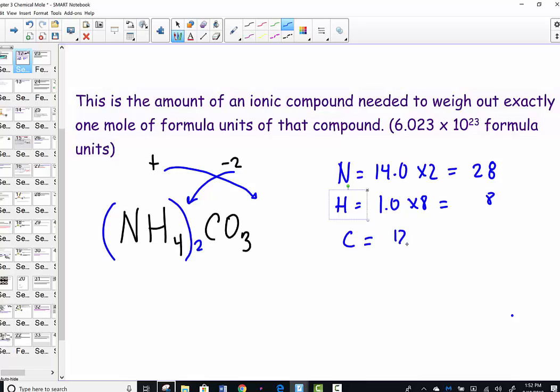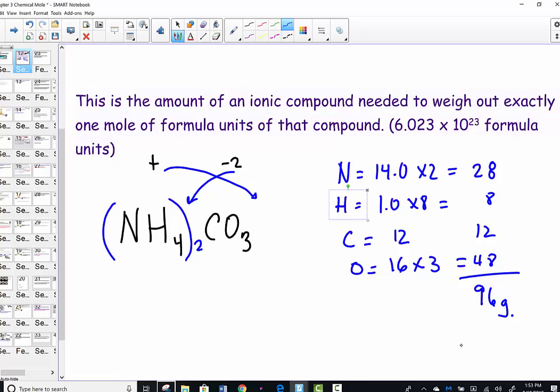Carbon has a formula weight of 12, oxygen is 16, and there's 3 of those. I want to sum each atom to find the total mass that we'll call the gram formula mass, or a general vocab called molar mass. So on my calculator, I'll add 28 plus 8 plus 12 plus 48, and I find a total of 96 grams of ammonium carbonate.